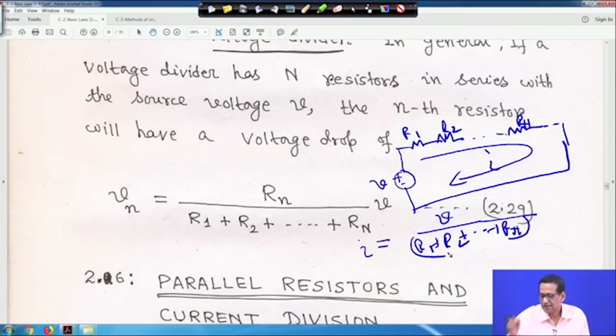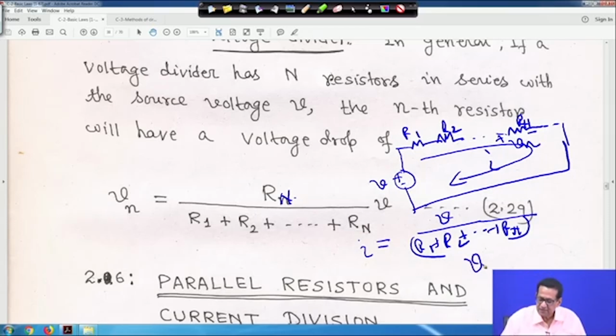So this is I. Now the voltage across this nth element, or nth resistor, suppose this is Rn. Here you have n resistors and the nth resistor, so better you make it a capital Rn. Suppose this is the plus terminal and this is the minus terminal. Therefore, the voltage across this, hopefully it is understandable, we call Vn.